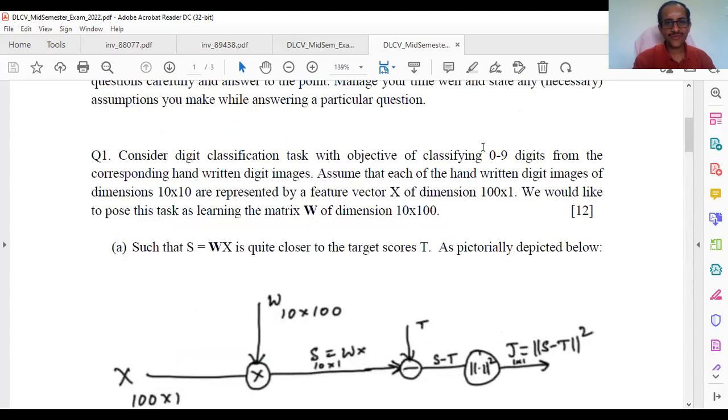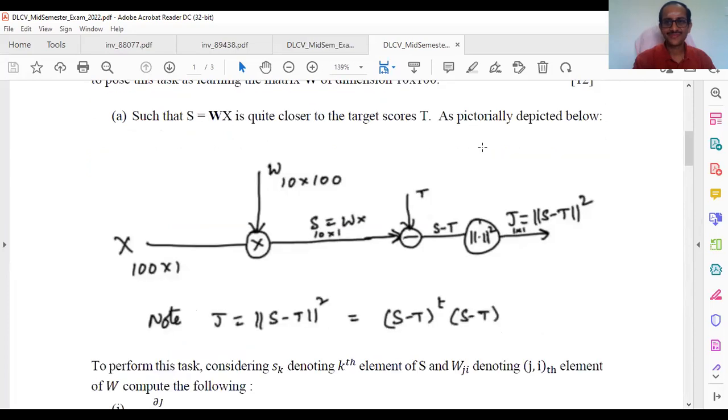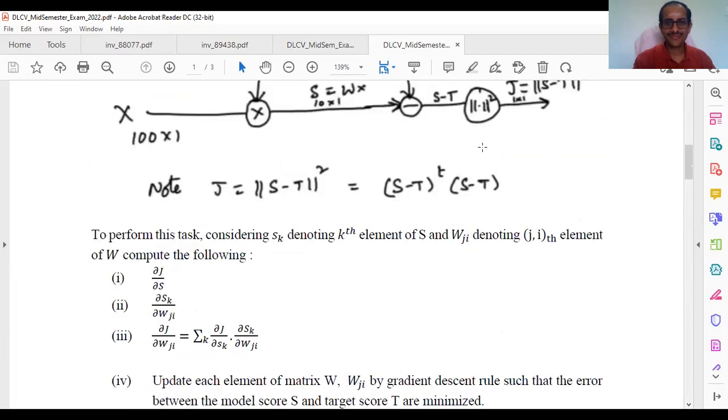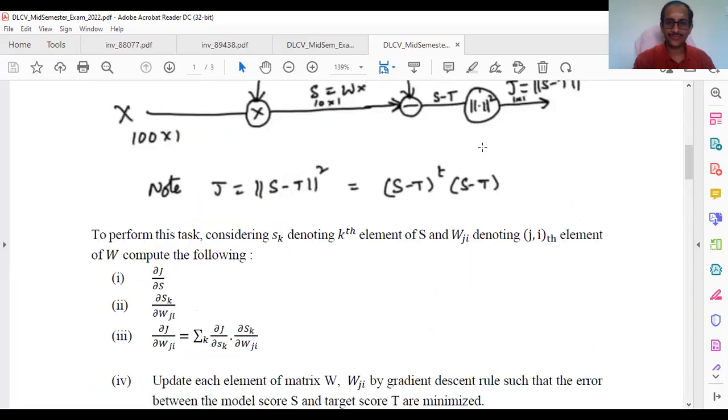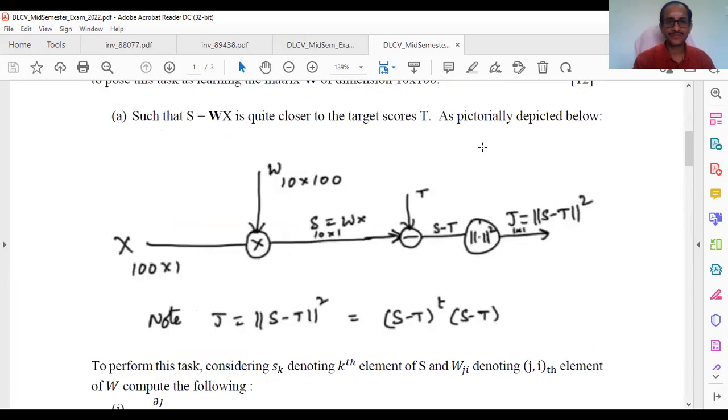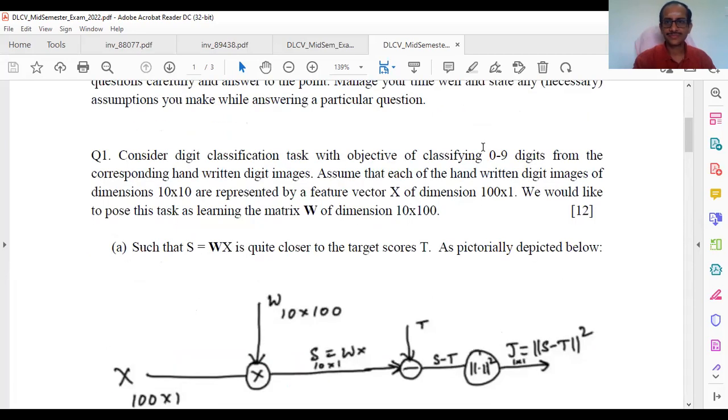So did any of you notice what this first problem is about? Any of you have any idea on seeing this problem? What am I trying to make you do? Are students there in the class or not?